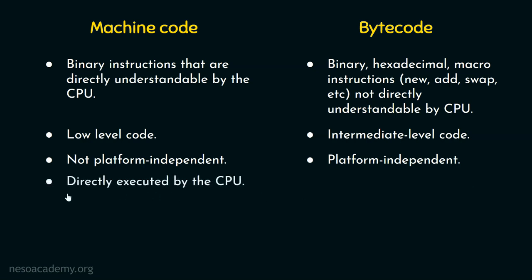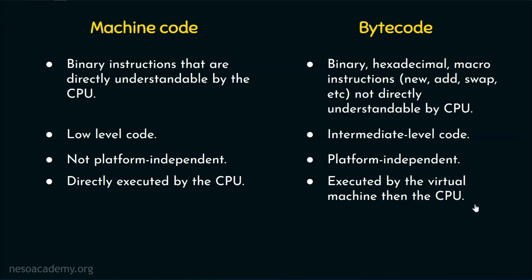Being native to the machine and being the final code, machine code is directly executed by the CPU and doesn't need any further translation. Bytecode, on the other hand, needs to be executed by a virtual machine and the output then can be executed by the CPU. So here we went over the differences between machine code and bytecode.